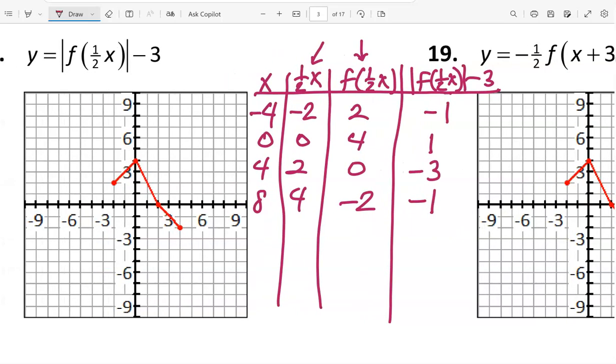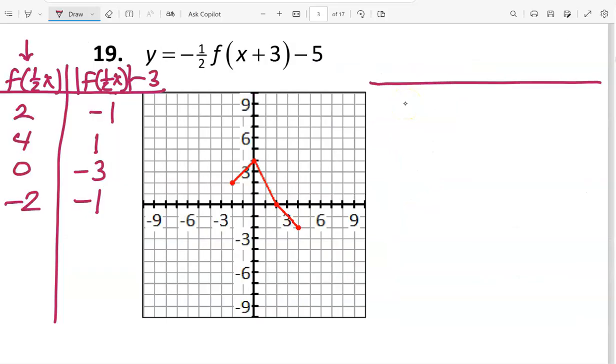So now we can graph our points, negative 4, negative 1, 0, 1, 4, negative 3, and finally 8, negative 1. And the resulting graph should look like that.